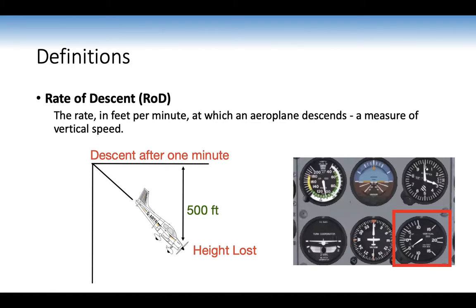Rate of descent: the rate in feet per minute at which an aeroplane descends, a measure of vertical speed. So when you see that word rate, it's to do with a unit of time. So here we're looking at how far the aeroplane descends, so 500 feet per minute of time. So we'll look at this in terms of the training area. When we look at the cruise descent, that's maintained at 500 feet per minute.